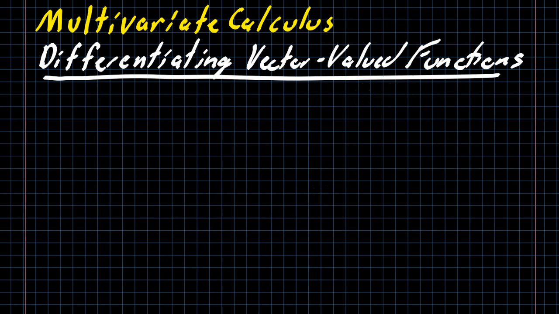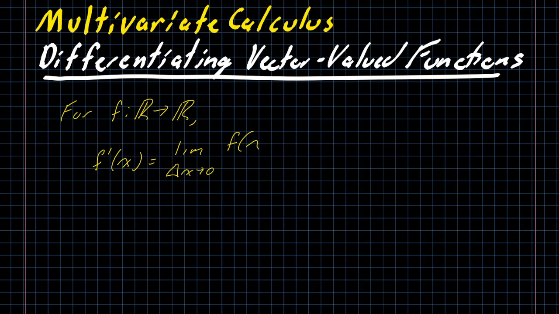We know that for a function which maps from the real numbers to the real numbers, the derivative of the function is defined by the limit as delta x goes to 0 of f of x plus delta x minus f of x all over delta x. And we know how to deal with limits, and we know how to deal with everything else here.